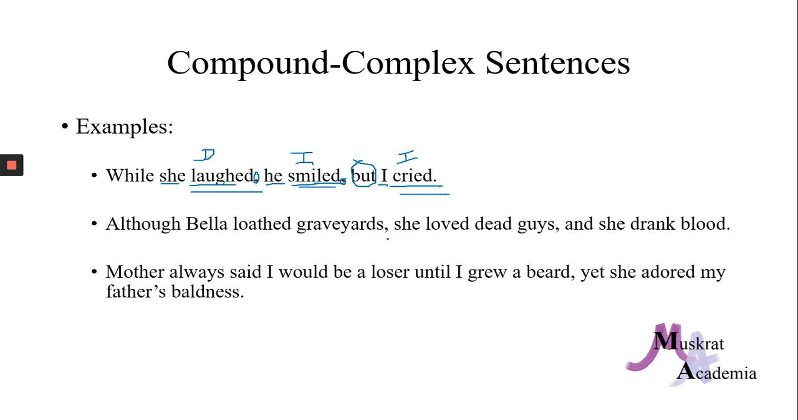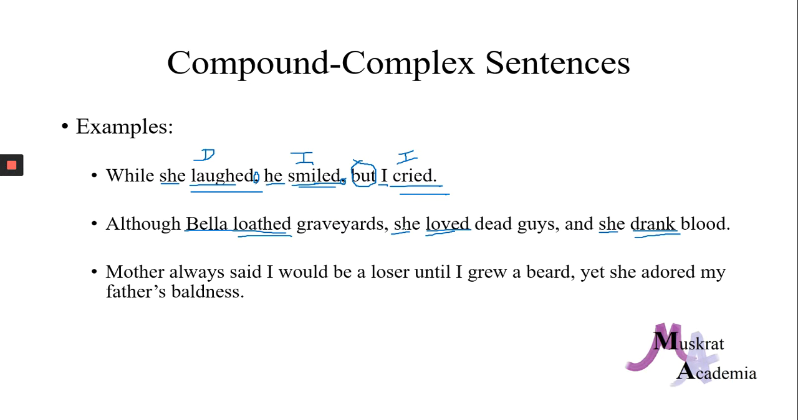Although Bella loathed graveyards, she loved dead guys and she drank blood. Vampire. Eventually. Alright, so, any prepositional phrases? Nope. But loathed is our verb. Loved is our verb. And drank! Bella, who loathed? Bella did. Who loved? She did. Who drank? She did. These are loathed, loved, drank. Wonderful verbs to have in the same sentence.